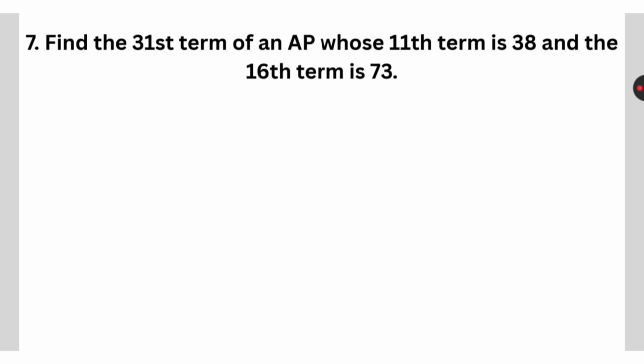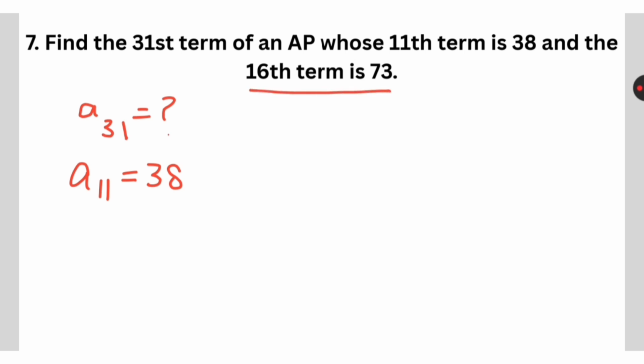Find the 31st term of an AP whose 11th term is 38 and the 16th term is 73. What they are asking: find the 31st term, that is a_31. And what is given? The 11th term, a_11, is 38. And also the 16th term is 73.